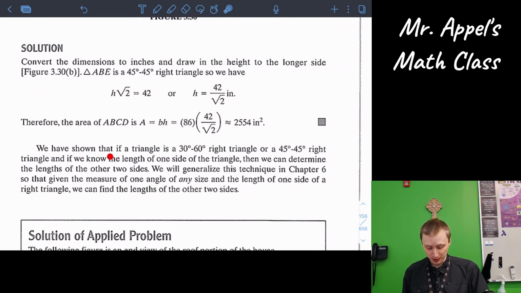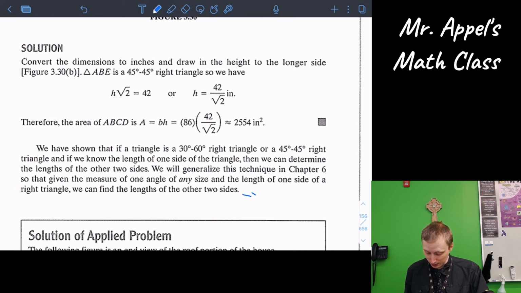Now, we have shown that if a triangle is a 30-60 right triangle or a 45-45 right triangle, and if we know the length of one side of the triangle, then we can determine the lengths of the other two sides. We will generalize this technique in Chapter 6 so that given the measure of one angle of any size and the length of one side of a right triangle, we can find the lengths of the other two sides.